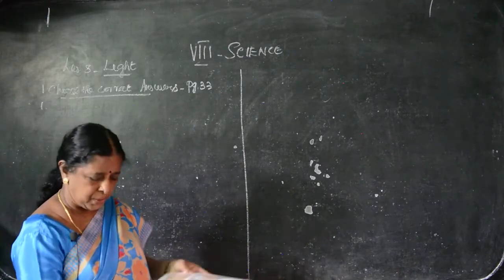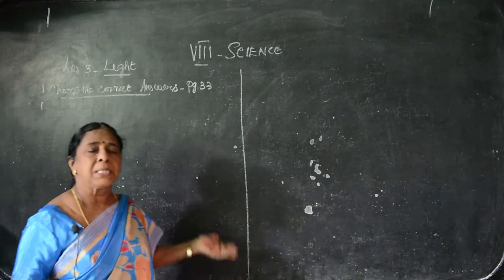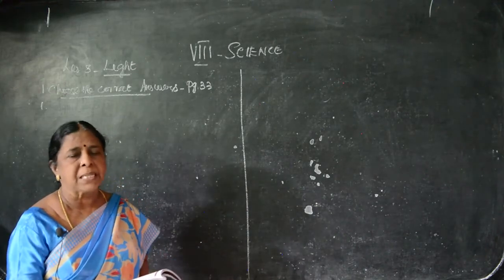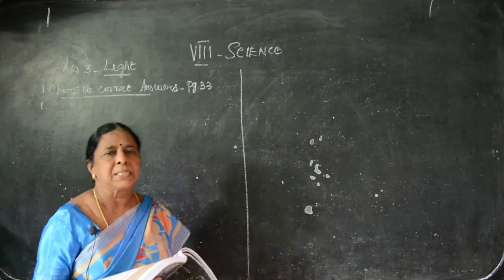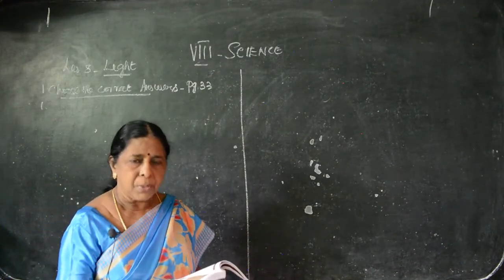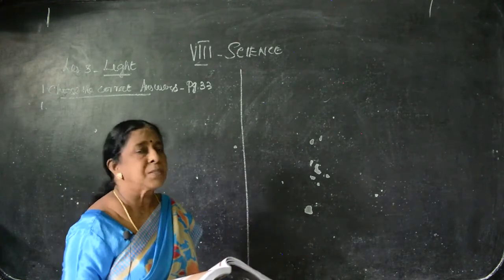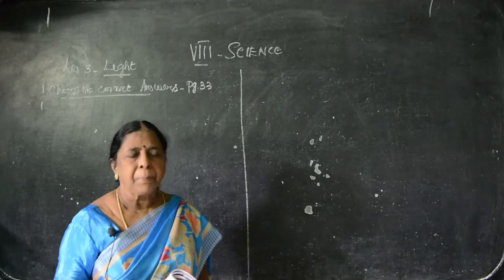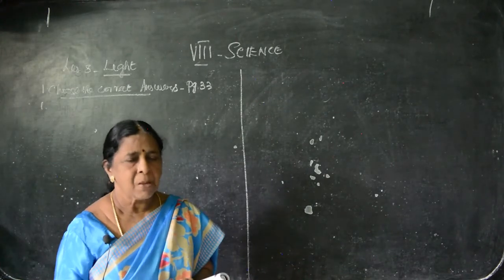Question and answers I have to give. Take page number 33. This is already one lesson I gave the answers. We are going for second lesson now. If I complete this, remaining answers only two lessons. Okay? Take your science textbook. Take page number 33. First we have to go for choose the correct answer.